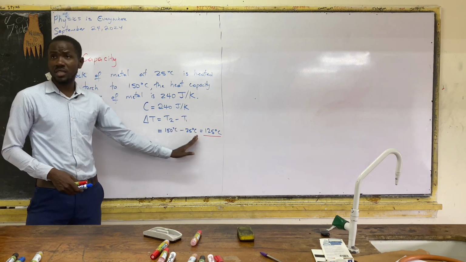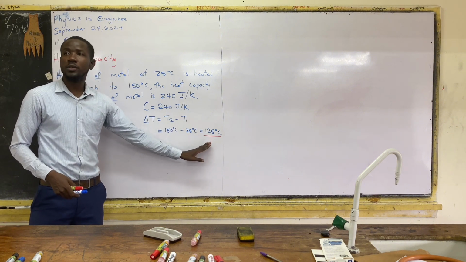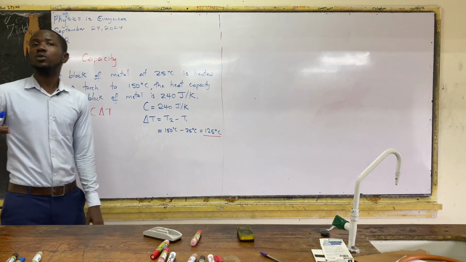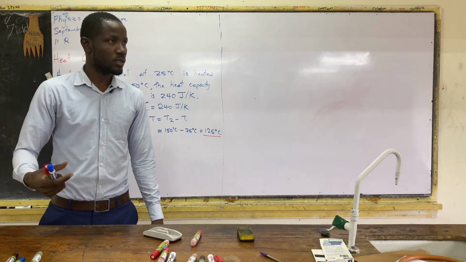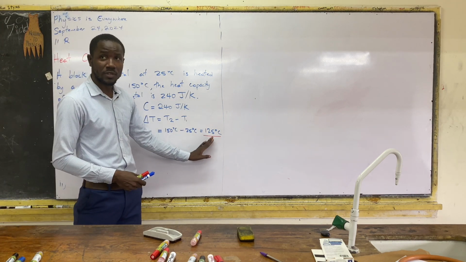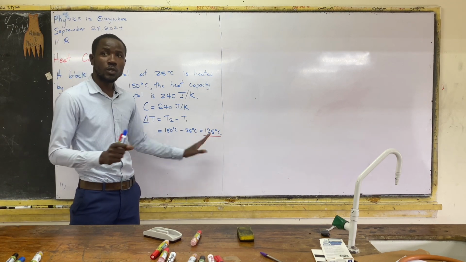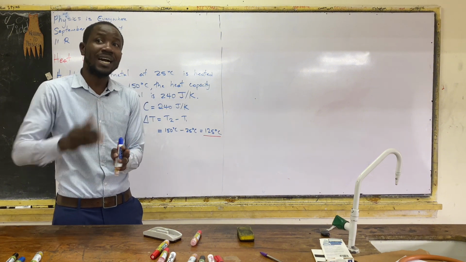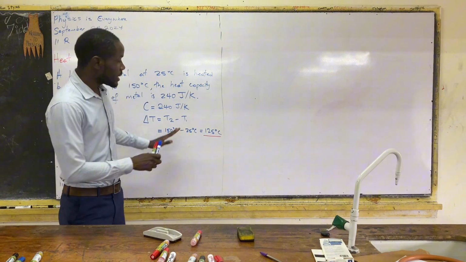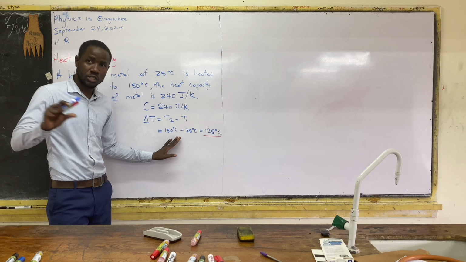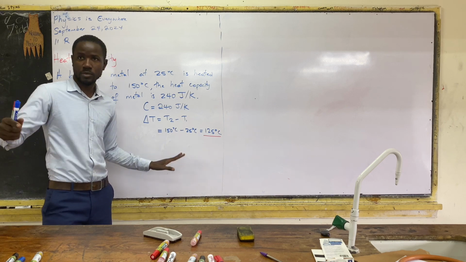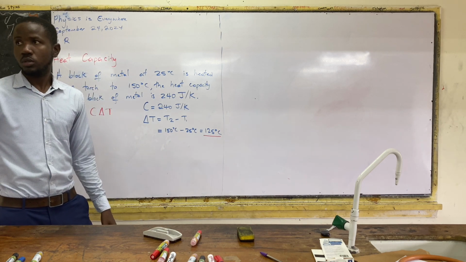So we can just simply state the difference and write this as 125 Kelvin. Now, if you want to see why we can write this as just 125 Kelvin, even though we know that if we're converting from Celsius to Kelvin, we add 273, in this case, because we're talking about a change in temperature, they are the same.